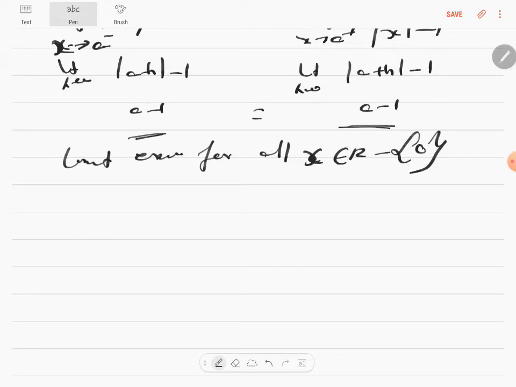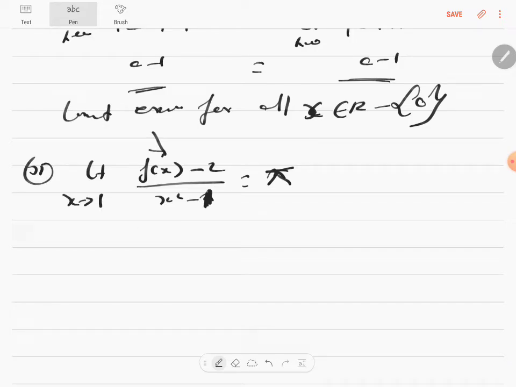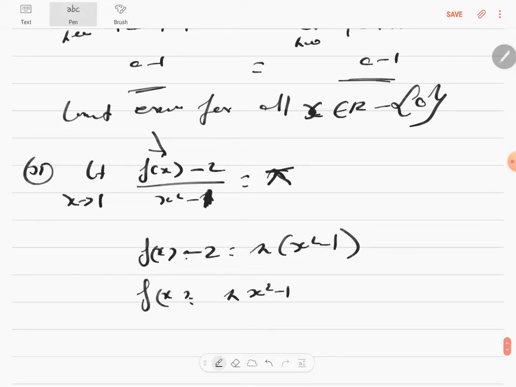Clear? Can I go to next sum? So let's go to the 31st question. Limit of (f of x minus 2) by (x square minus 1) is equal to pi, limit x extends to 1. They are asking what is f of x. To find f of x, just cross multiply. f of x minus 2 is equal to pi into x square minus 1. f of x therefore is pi into x square minus 1, plus 2.